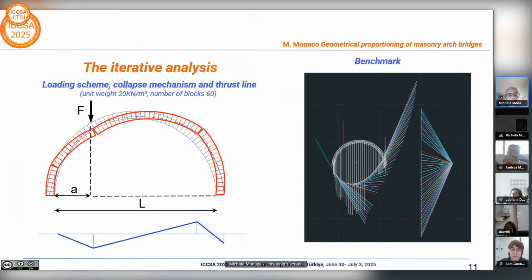It has been considered, with the exception of the point load in the crown, a collapse mechanism with 4 hinges. Two of them have been considered fixed: this one, and that at the abutment on the opposite side.